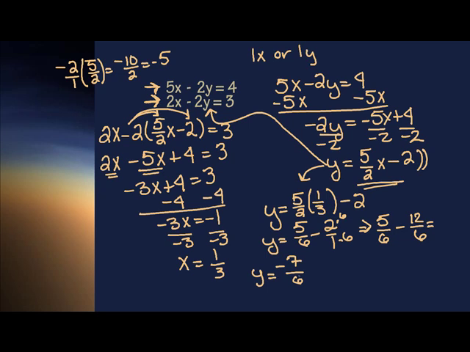Now let's see if that's going to work. Let's see if that's true. I can use either of my equations to prove it. Let's use the second one. Since I'm running out a little bit of room, I'm going to write it over here on the left side. So it's 2x minus 2y equals 3. Now x we decided, we hope, is 1/3, minus 2 times y, which we decided is negative 7/6, and hopefully that will equal 3.